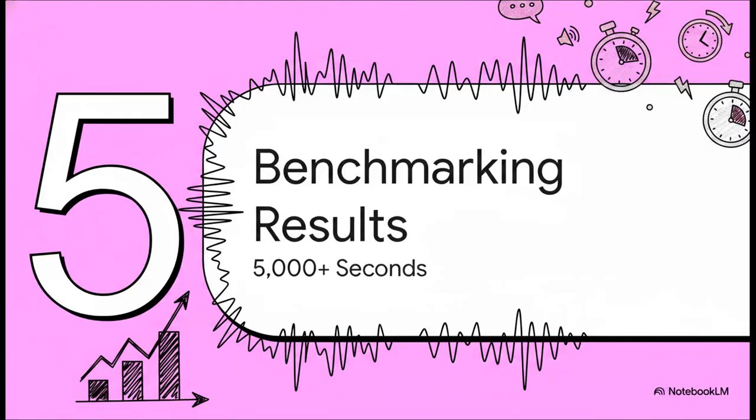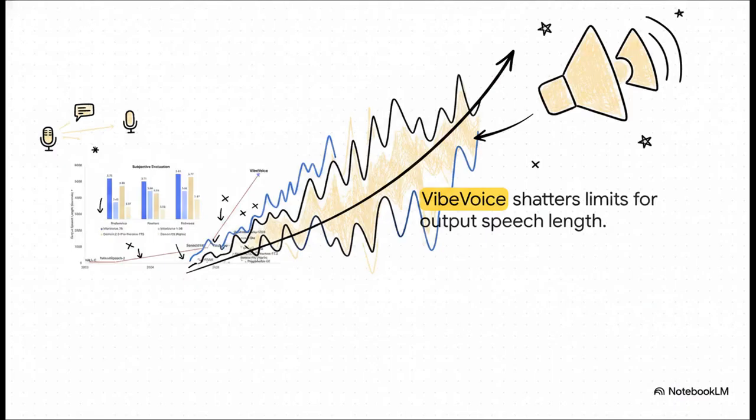Section 5. Benchmarking the results. 5,000 plus seconds. All right, it is time to look at the data, and the trajectory here is just incredible. VibeVoice absolutely shatters previous limitations for output speech length. We're looking at generating over 5,000 seconds of audio. It dramatically outperforms some highly capable open and closed source models out there right now. We're talking about beating systems like Gemini 2.5 Pro Preview, 11 Labs V3 Alpha, and Cossi Voice. For length, it is totally in a league of its own.